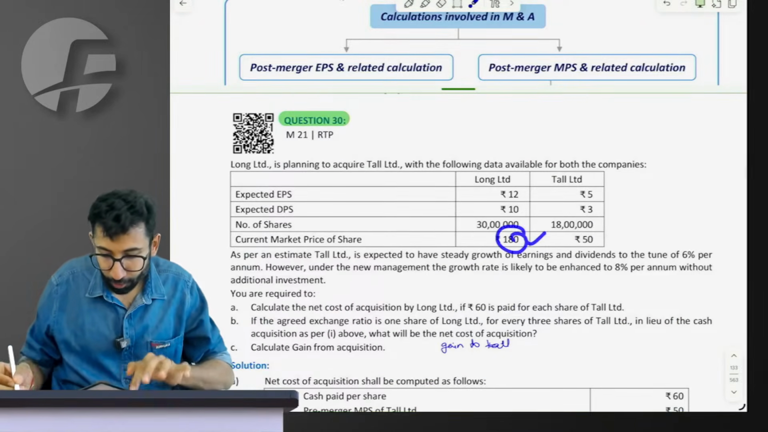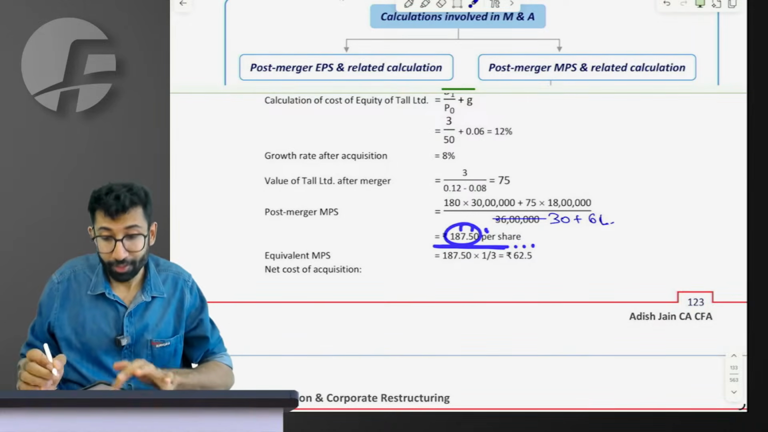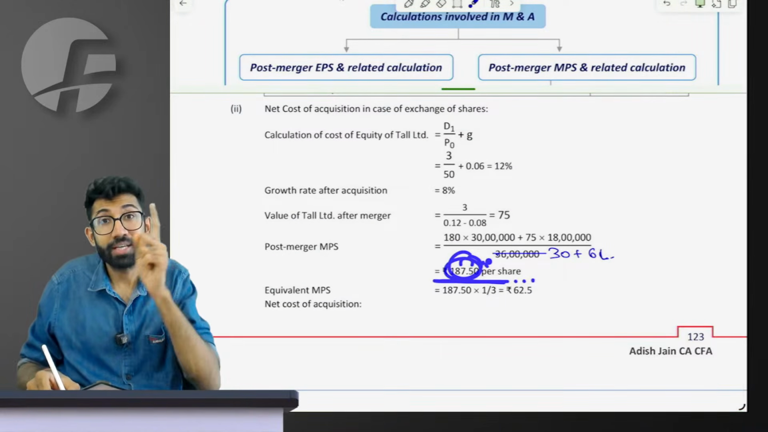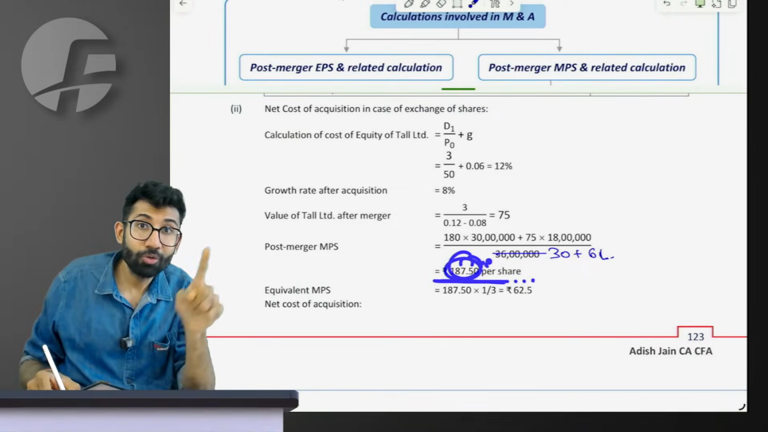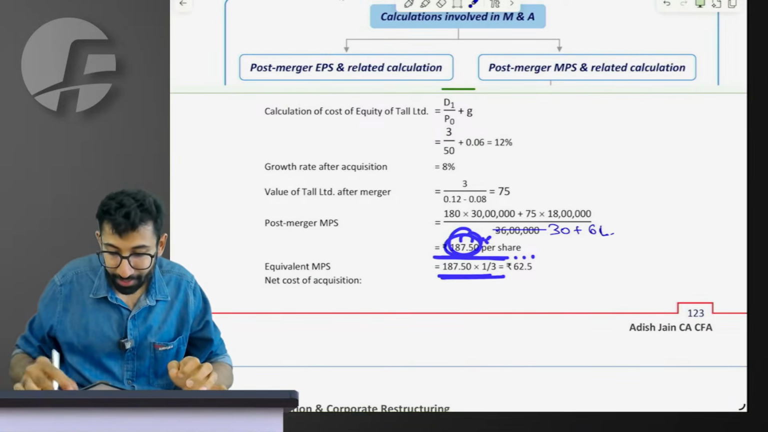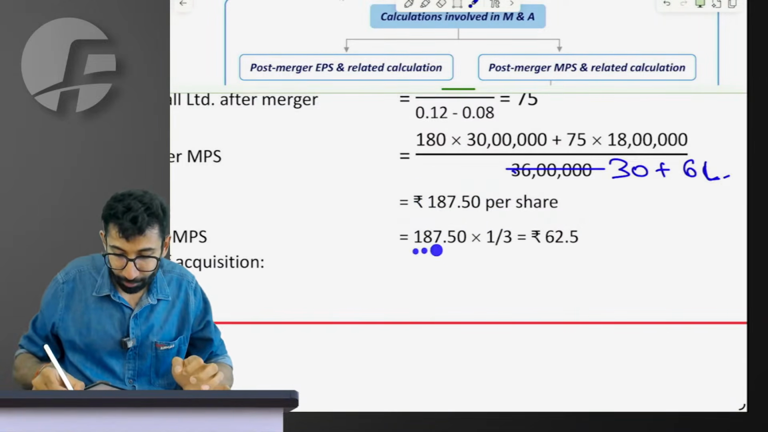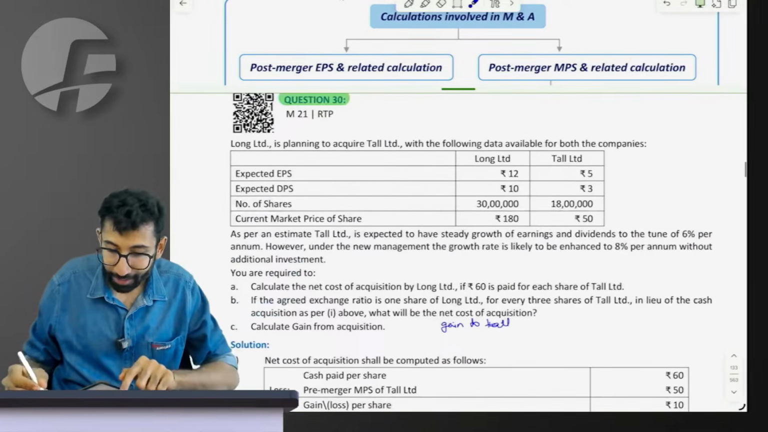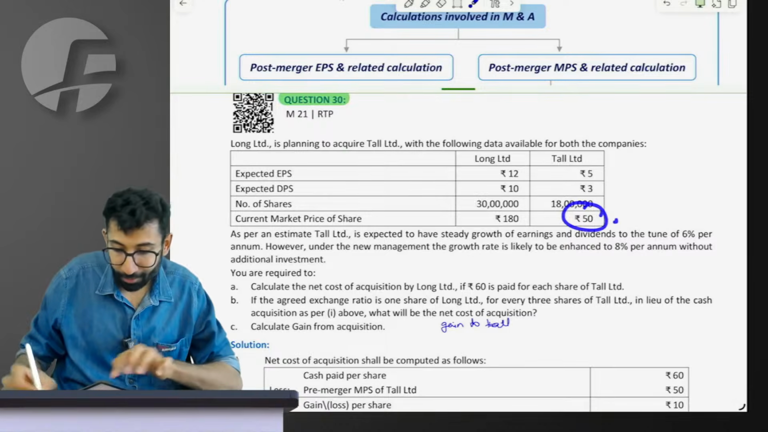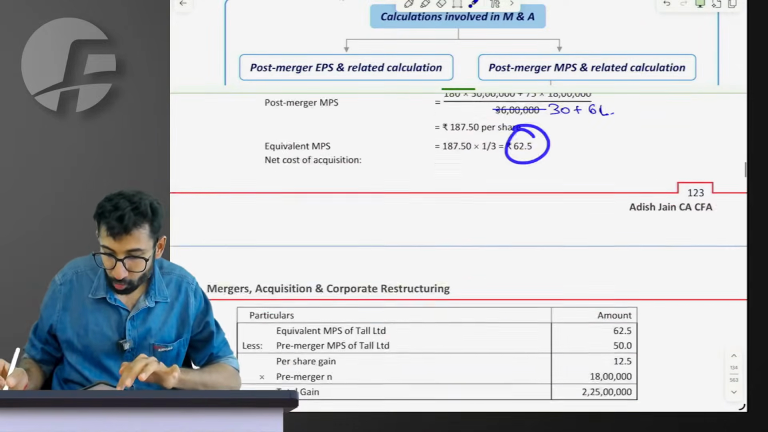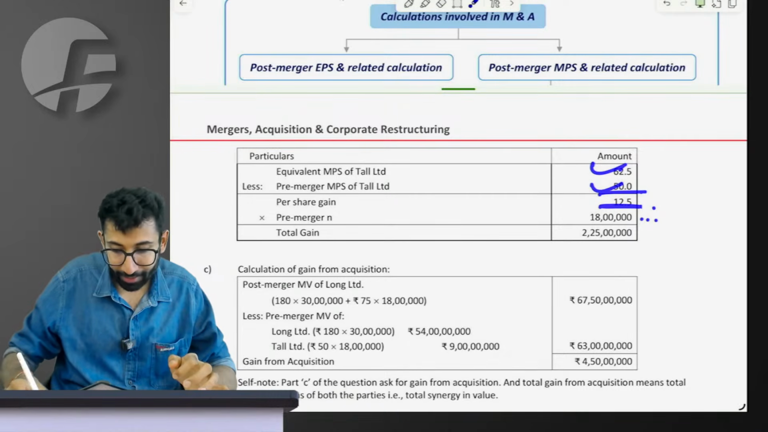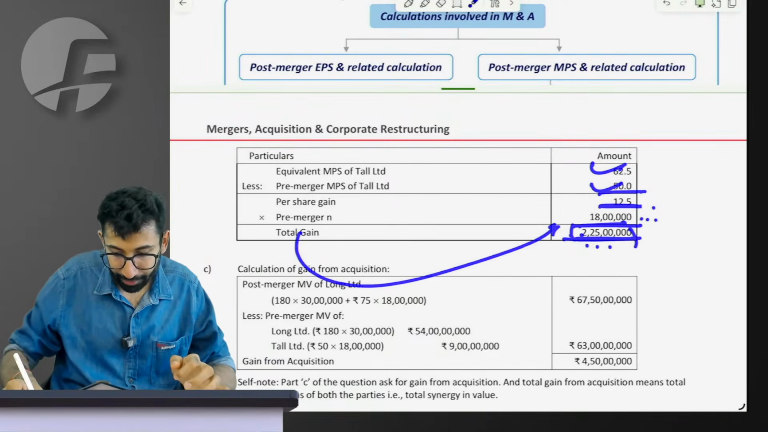Acquirer says my value of 180 becomes 187.5, but the target cannot say my value of 50 becomes 187.5, because against that one share, what you get in the new company is one third. So what is the equivalent MPS? 187.5 into 1 by 3 gives you an equivalent MPS of 62.5, and the gain or loss to the target is comparing 50 and 62.5. So 62.5 minus 50 gives you 12.5 against your 18 lakh shares. It is 2 crore 25 lakhs, the overall gain to the target company.